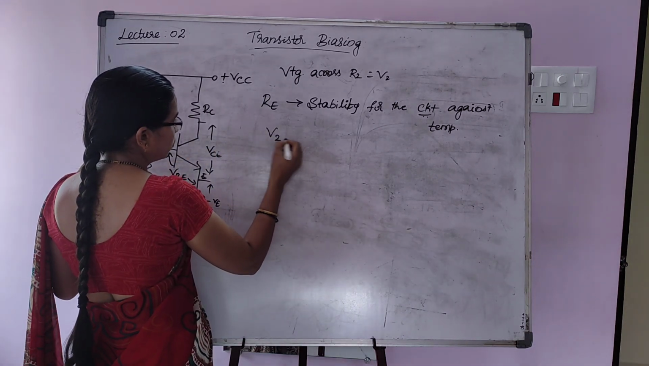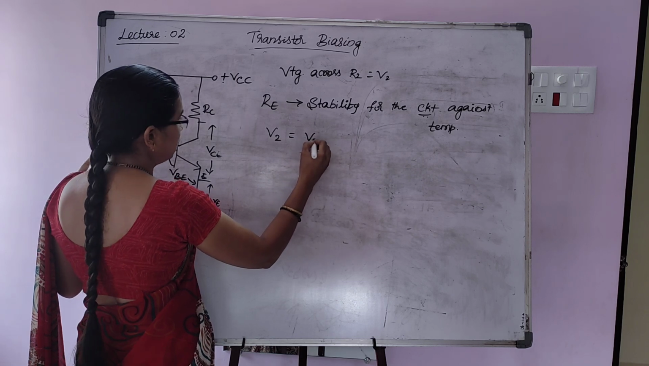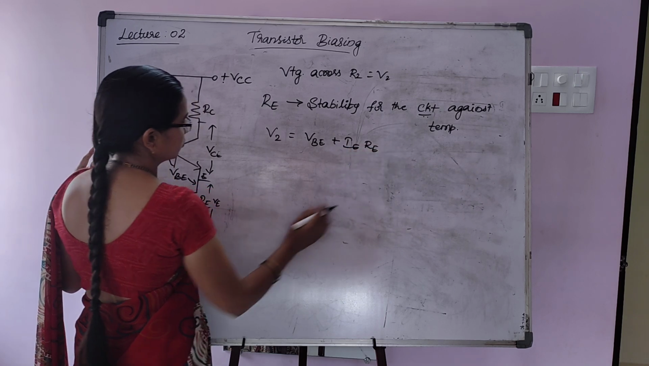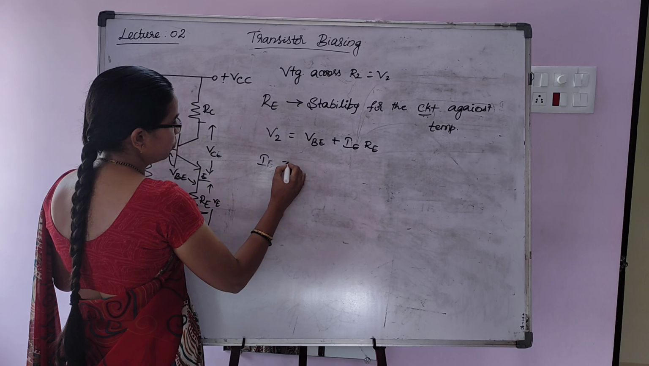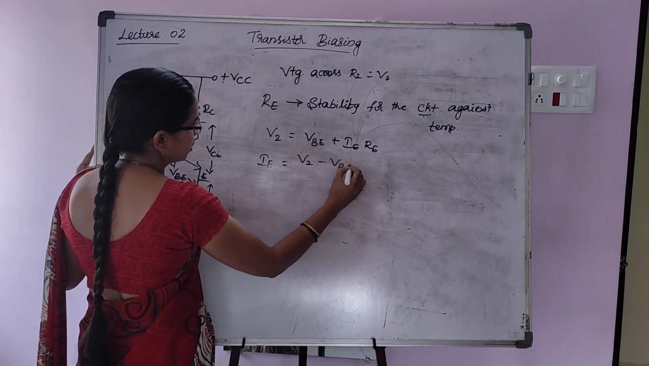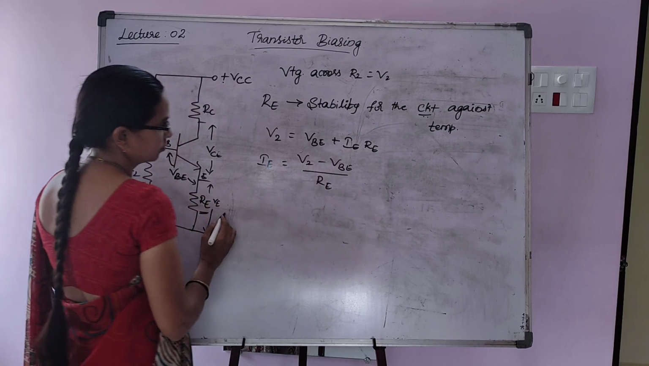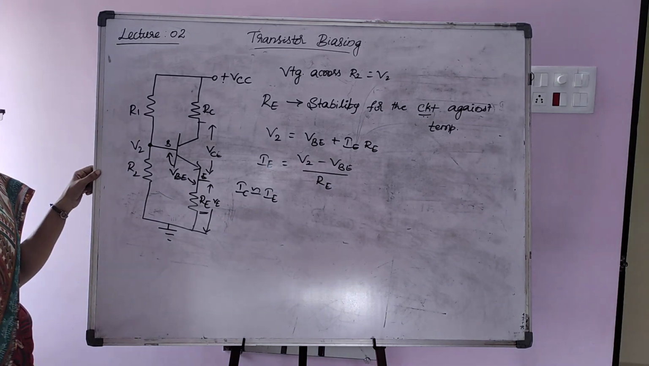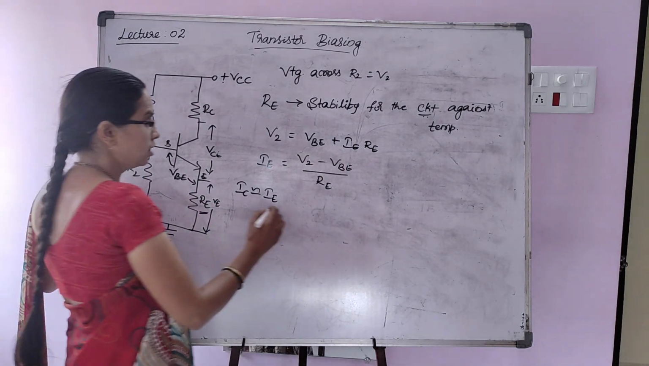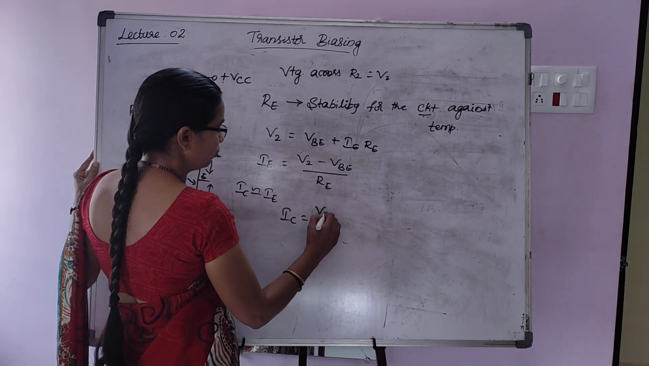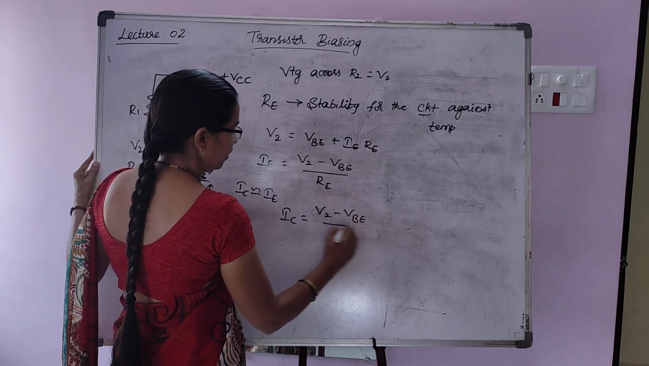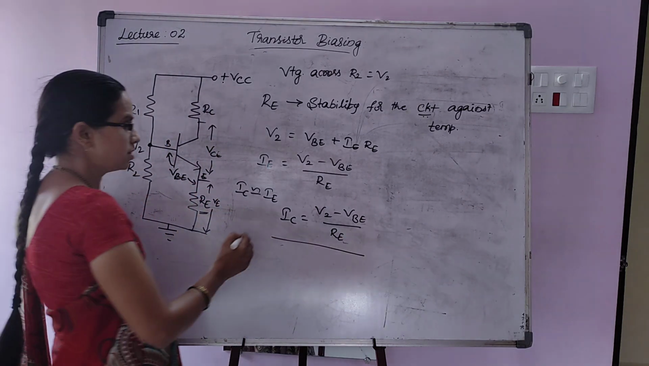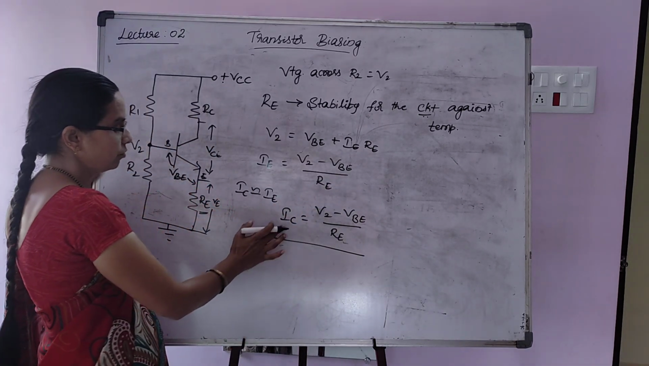Therefore, V2 is equal to VBE plus IE RE, where IE is equal to (V2 minus VBE) divided by RE. IC is approximately equal to IE because emitter current is approximately equal to IC. Therefore, IC is equal to (V2 minus VBE) divided by RE. From this we can calculate.